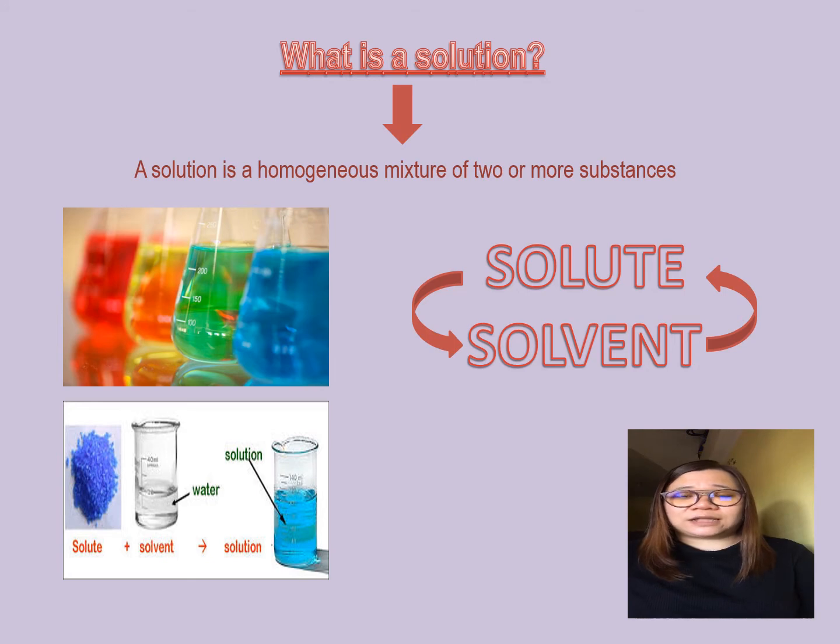But before that, let's first define what a solution is. A solution is a homogeneous mixture of two or more substances. It is composed of a solute and a solvent. A solute is a substance that dissolves in a solvent to produce a homogeneous mixture, while a solvent is a substance in which a solute dissolves in order to form a homogeneous mixture.